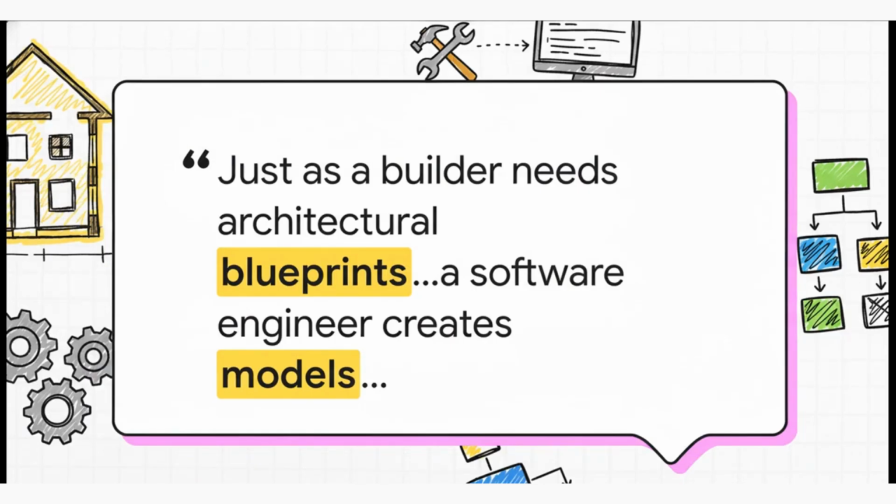And this quote right here really drives home our central analogy. Just as a builder needs architectural blueprints, a software engineer creates models to understand the big picture. It's perfect, right? It's what lets the team see the entire project from a high level and spot potential problems before they become incredibly expensive mistakes to fix later on.